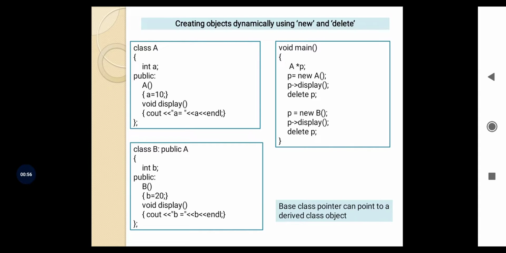Class B is inheriting all the properties of class A. Class B has got its own public function, which is again display. So you have display in both class A and class B. Let's go back to the main. You find that we create an object here. There are two objects which are being created dynamically.